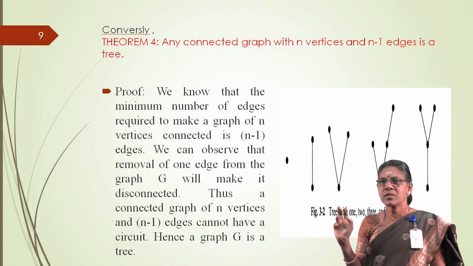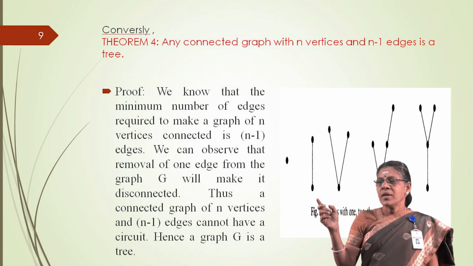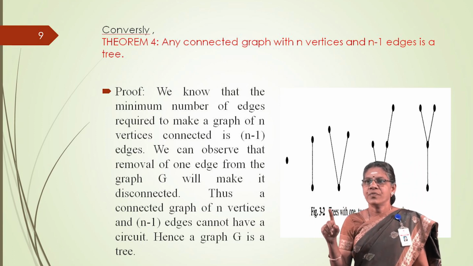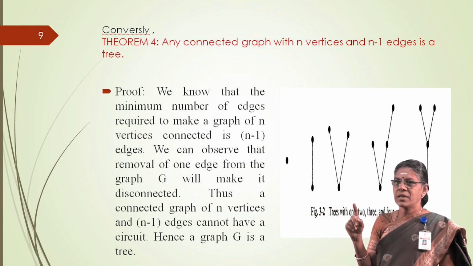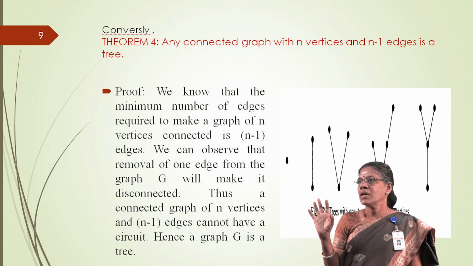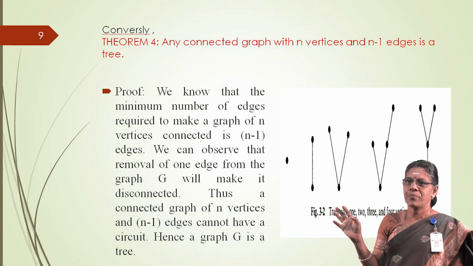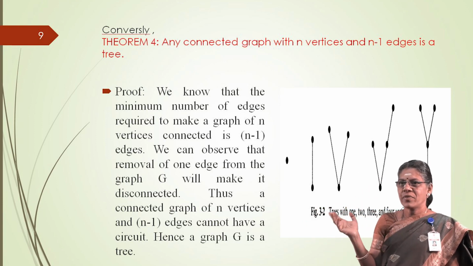Okay. Next, there is another converse part, stated as theorem 4. Any connected graph with n vertices and n minus 1 edges is a tree. It is the converse of the previous one. How do we prove it?